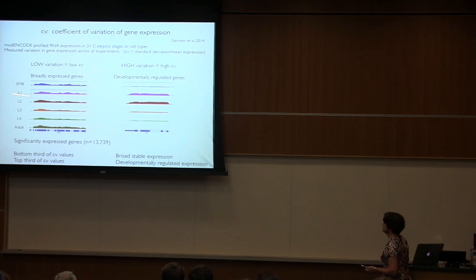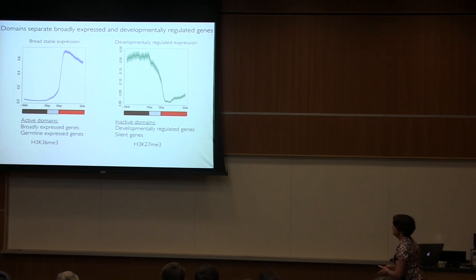And we asked, where are these two types of genes? And very strikingly, the broadly stably expressed genes were predominantly found in the active domains, but this very striking thing is the developmentally regulated genes are almost all in the inactive domains. And these genes are all detectably expressed in the RNA-seq data.